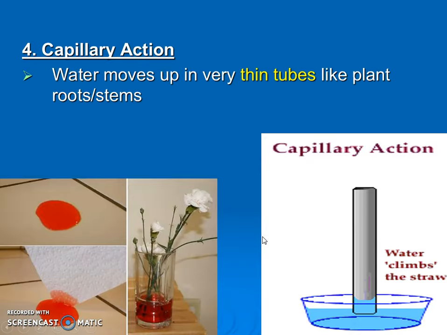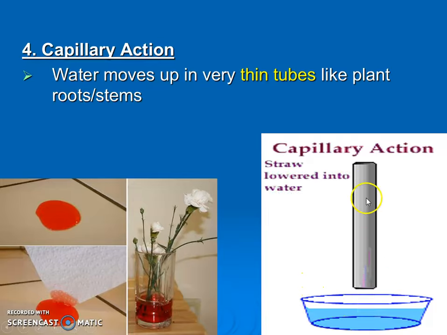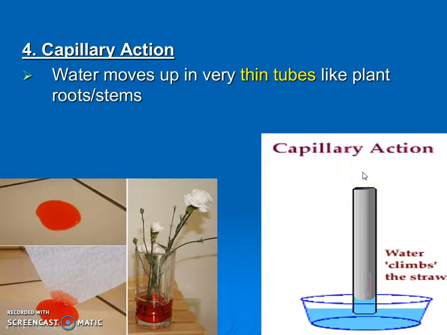Next one, capillary action. Water likes to move up very thin tubes. These tubes can be like the roots and stems of a plant, like this carnation that will become red over time. There are also thin tubes hiding microscopically in paper towels that will suck up water. Capillary action uses adhesion and cohesion to move up these thin tubes. We utilize this process when we also use a very thin tube called a needle to grab blood coming from veins. Water is able to climb up a very, very thin straw as well.